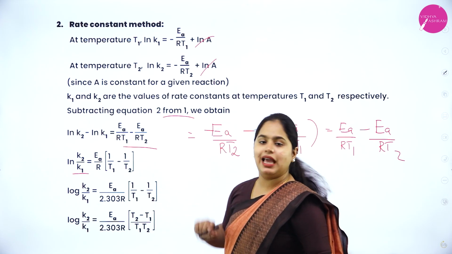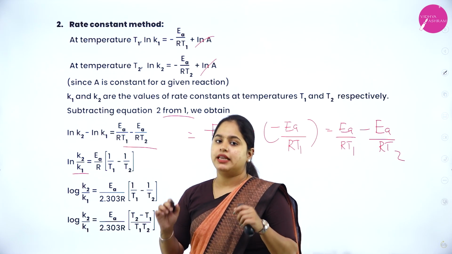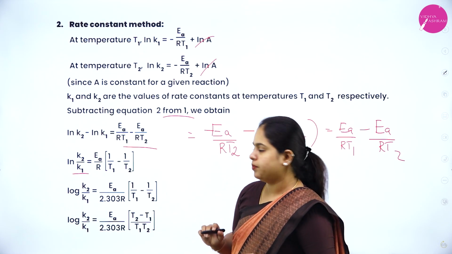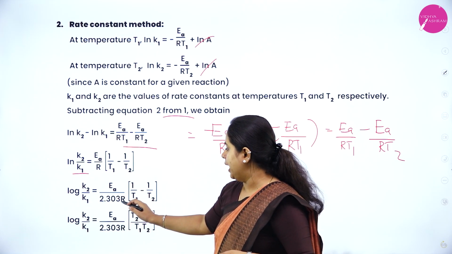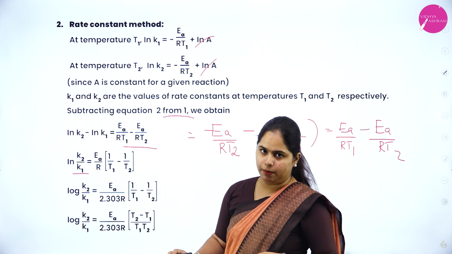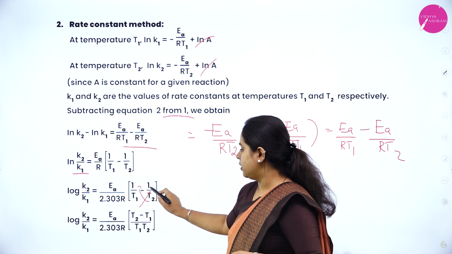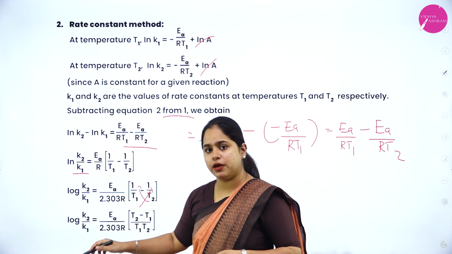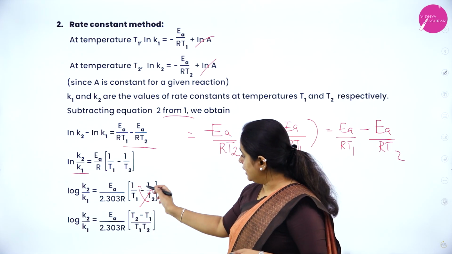Now this is in ln terms. We have to convert it into log. We have already studied that. What do we do? Yes, multiply by 2.303. So the equation becomes log K2 by K1 will be equal to Ea by 2.303 R into 1 by T1 minus 1 by T2. Now we are going to take the LCM here. T2 will go here, T1 will go here. So the equation will become log K2 by K1 will be Ea by 2.303 R into T2 minus T1 by T1 T2.